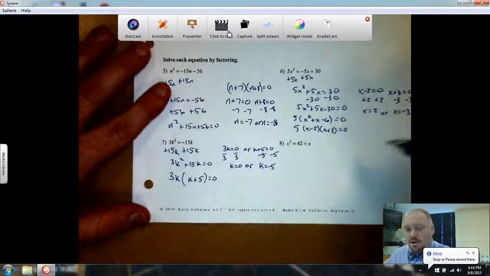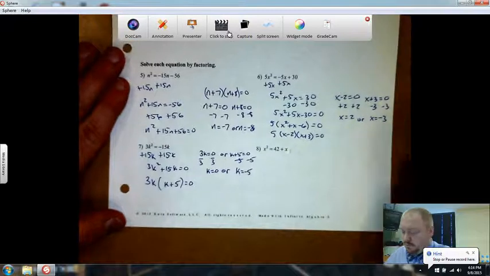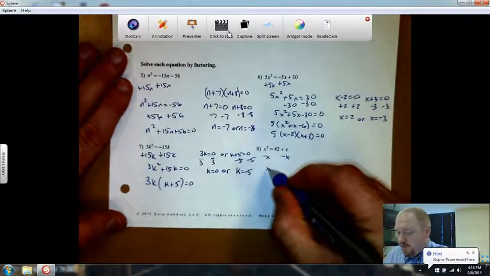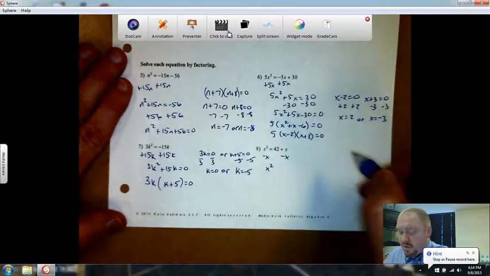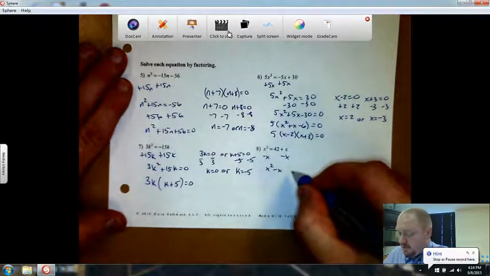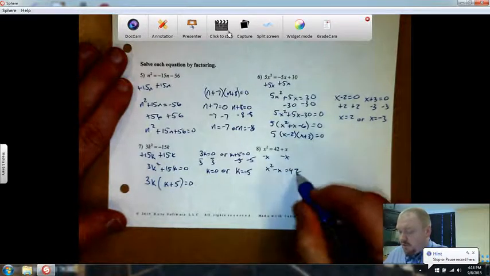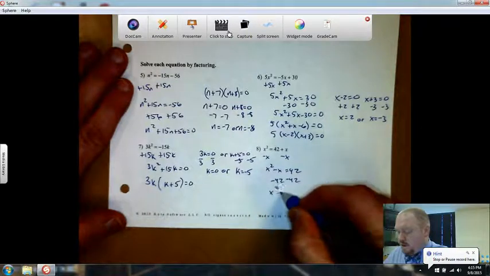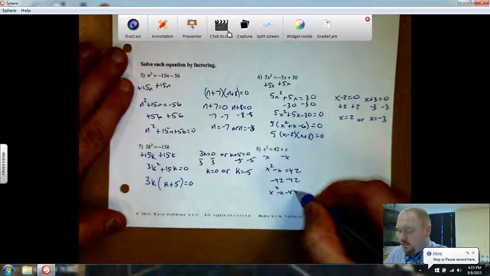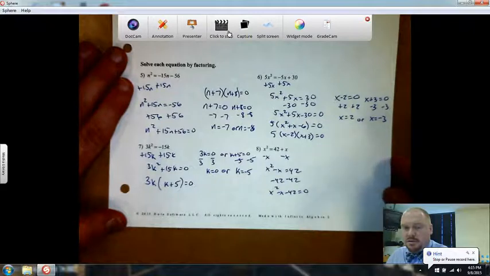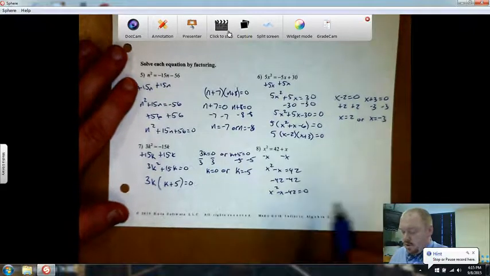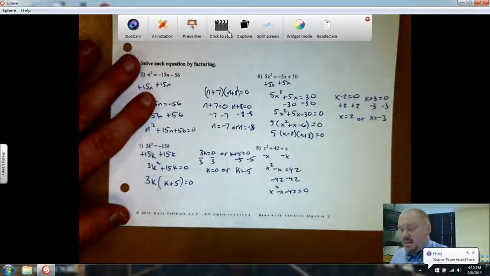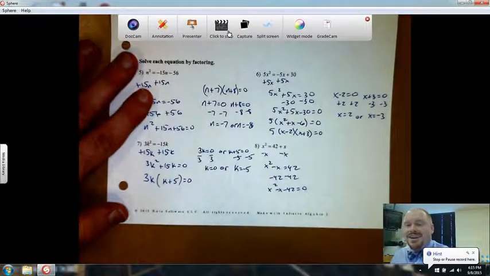In number 8, I'm going to subtract x from both sides. Again, I'm trying to get everything on one side and keep x squared positive. Now I'm going to subtract 42 from both sides to get x squared minus x minus 42 equals 0. Well, numbers that multiply together to give me negative 42, but add together to give me negative 1, are negative 7 and positive 6.